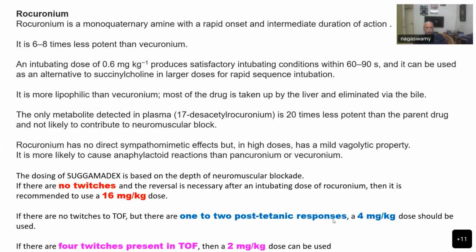And for 4 milligram, it is a PTC count and not the train of 4. So I wrongly mentioned two TOF counts; it should be PTC count. So these are all the points I think you have to remember with regard to rocuronium. Okay.